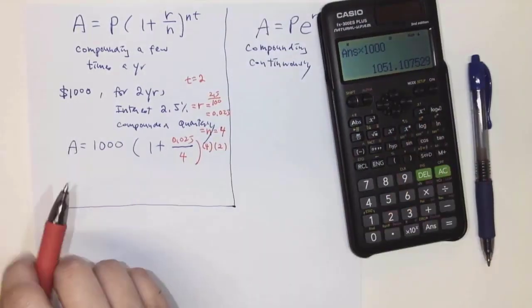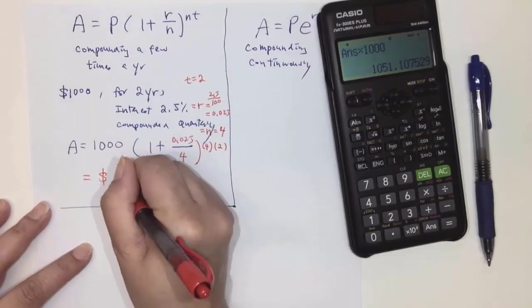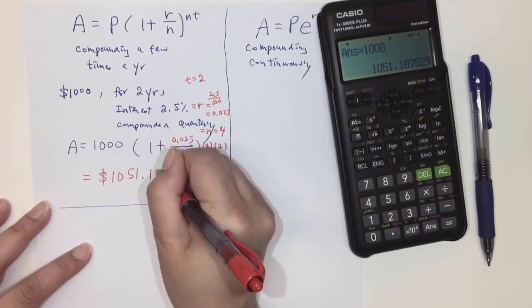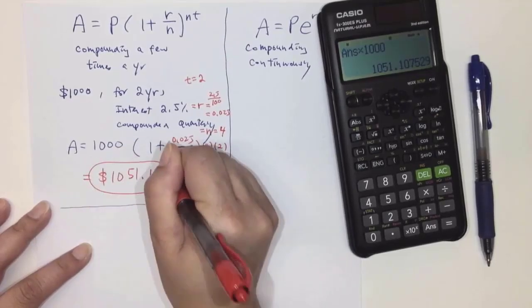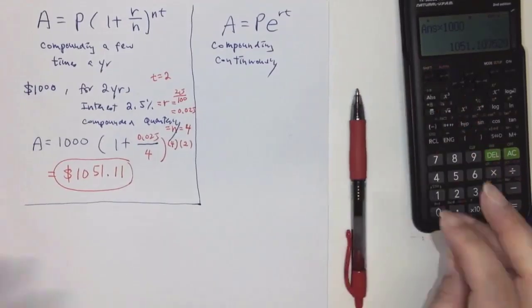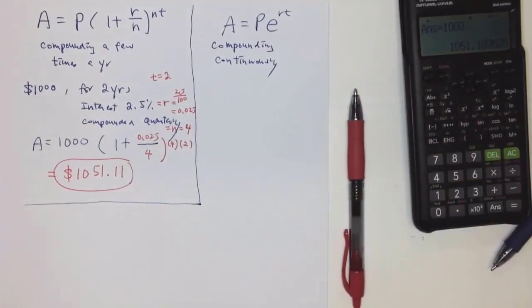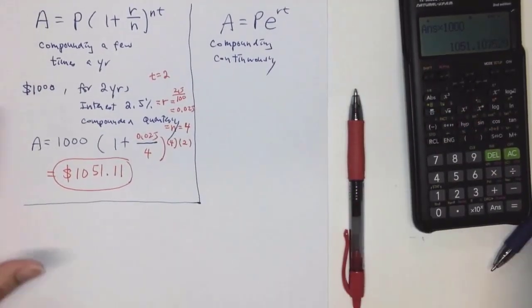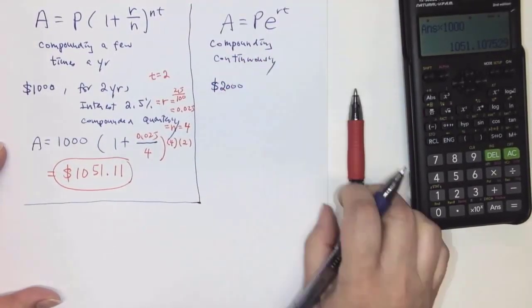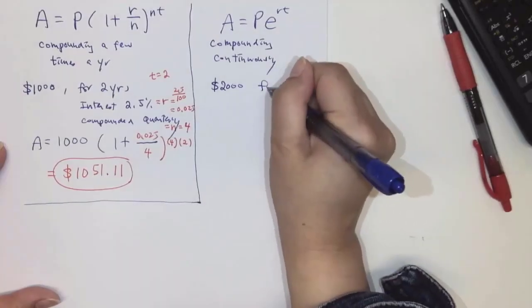Okay, what do we get? $1,051.11 after you round to 2 decimal places, right? So if you missed the class, make sure you use the lessons and review that. The next one, let's do 2,000, because sometimes they change the number for you. I want you to pay attention.